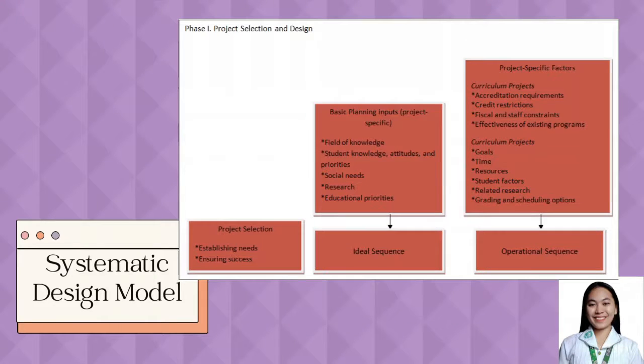Phase 1, or Project Selection and Design. In the first phase, the model begins by exploring the feasibility of the project and establishes the needs that are required for its success. It considers field and student knowledge, needs, research, and priorities in order to establish goals and learning outcomes, and ultimately develops an ideal solution on which to focus. The design of the project also considers factors specific to curriculum, like accreditation, credit requirements, resource constraints, existing program efficacy, and course factors like goals, scheduling, resources, grading, and student factors in order to develop a clearer path to implementation.